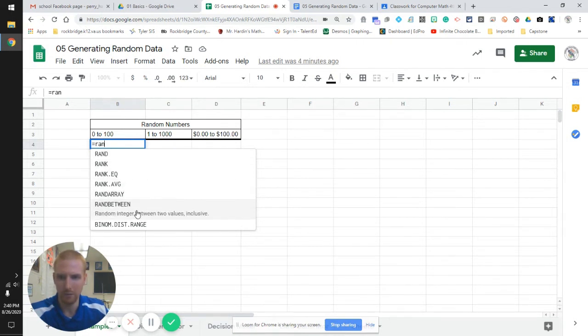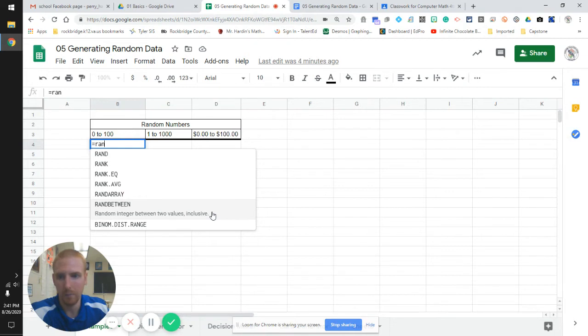We got RANDBETWEEN. That says random integer between two values, inclusive. So that language means integer. Those are numbers you can count by, like 1, 2, 3, 4, and they include negatives you can count by, like -1, -2, -3. When I say count by, that does not include fractions and decimals. That sounds pretty good, because 0 to 100 would cover it. Those are countable numbers. Inclusive means whatever minimum value I give it, whatever maximum value I give it, it could include those two numbers.